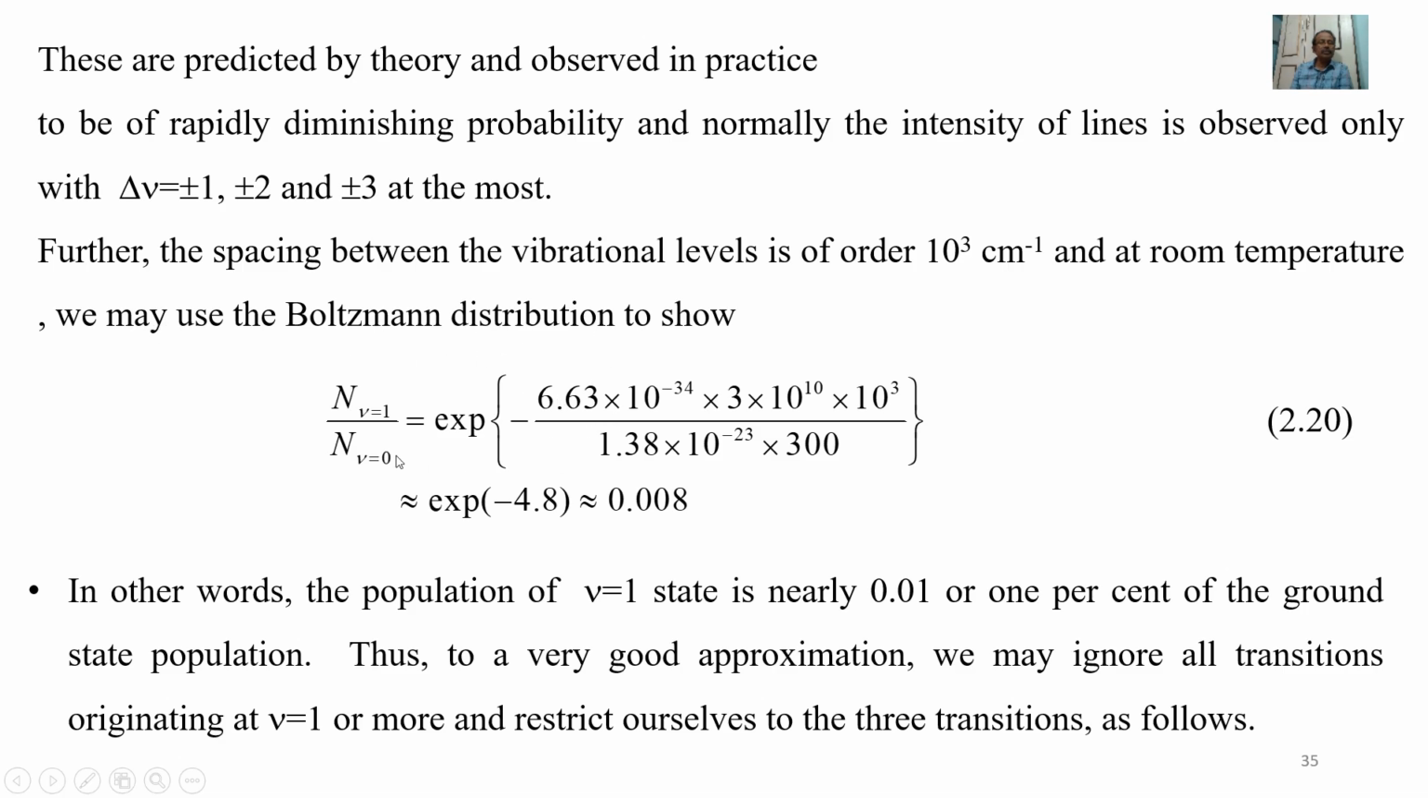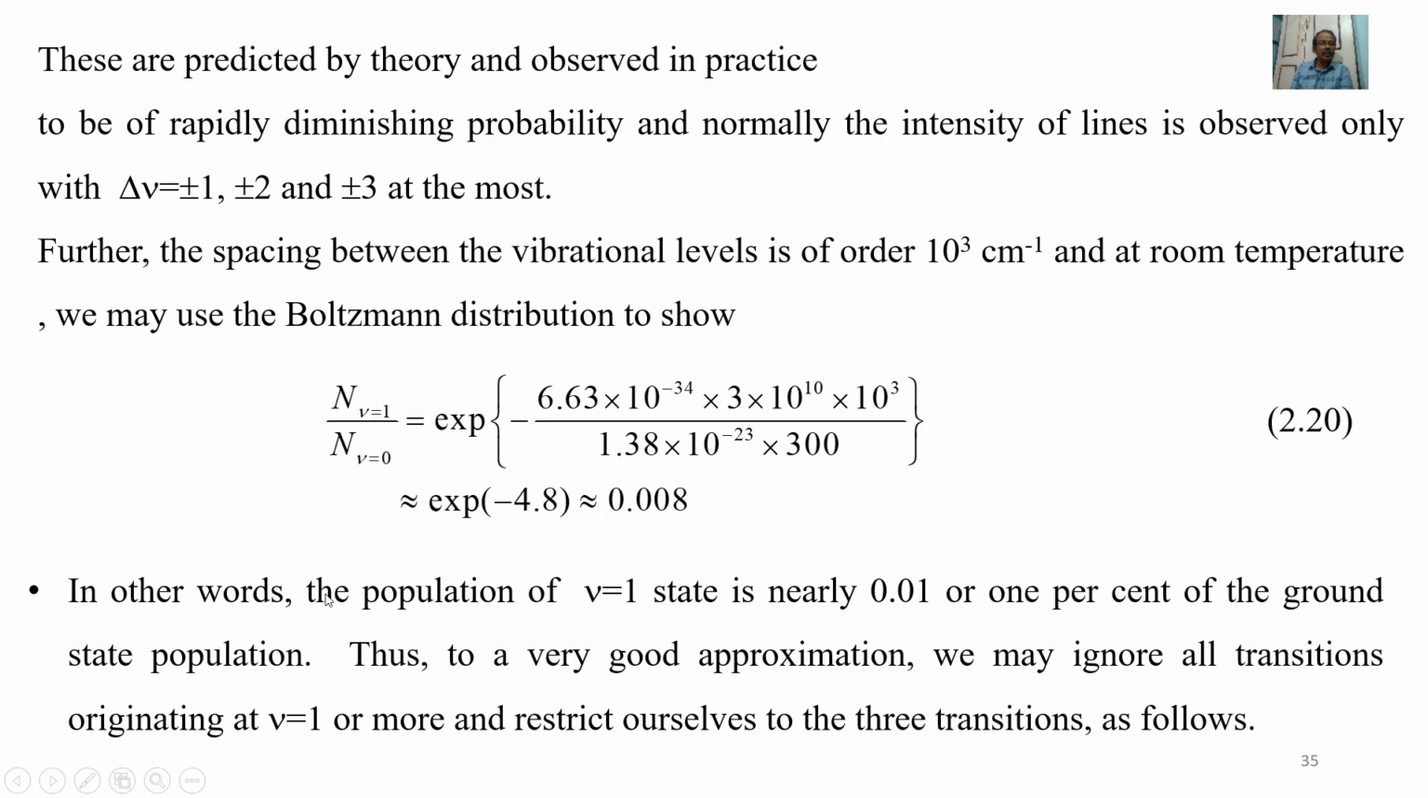For the first excited state, n nu equal to 1 divided by n nu equal to 0, this is our Boltzmann distribution law. So we have e to the power minus 6.63 times 10 to the power minus 34 into 3 times 10 to the power 10 multiplied by 10 to the power 3, which is given. We substitute here, divided by Boltzmann constant 1.3 times 10 to the power minus 23 and room temperature 300. So the answer is 0.008.